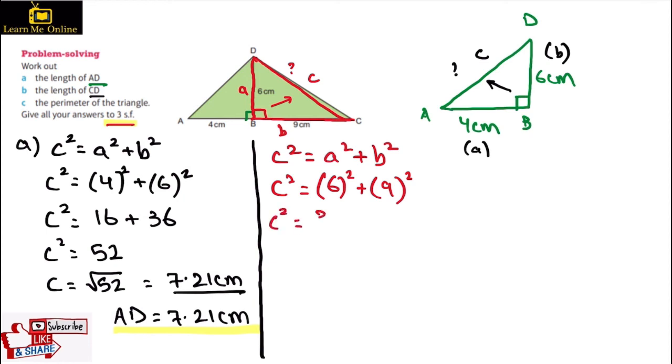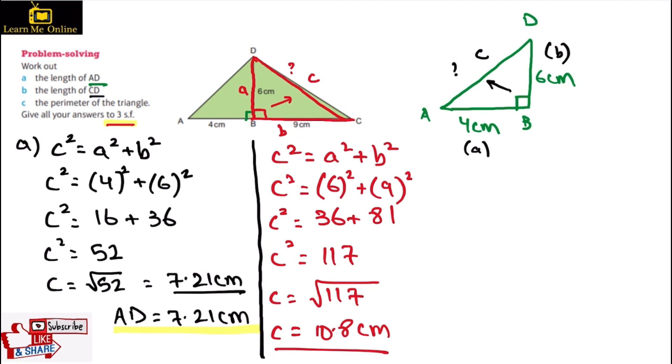So C squared would be 36 plus 81. When you add them together, you're going to come out with the C squared value of 117. Remember that to find the value of C, and here's the C squared written here, we do the square root here. And we get the C value, which is written as 10.8 centimeters.